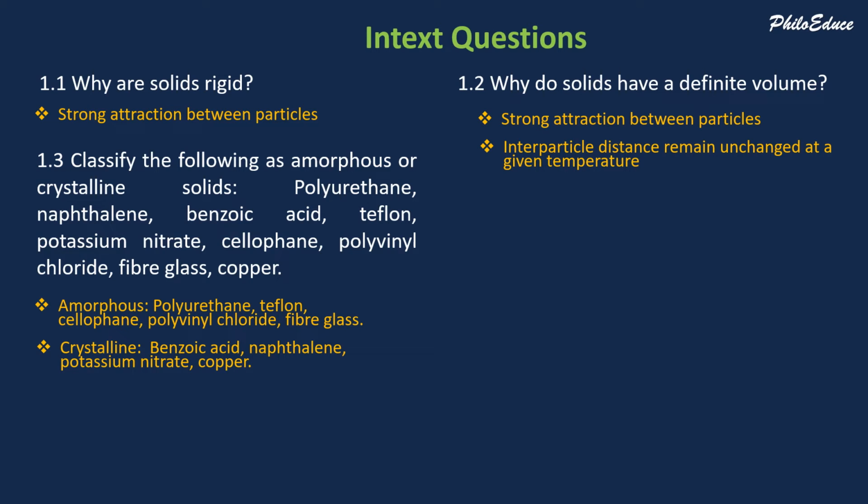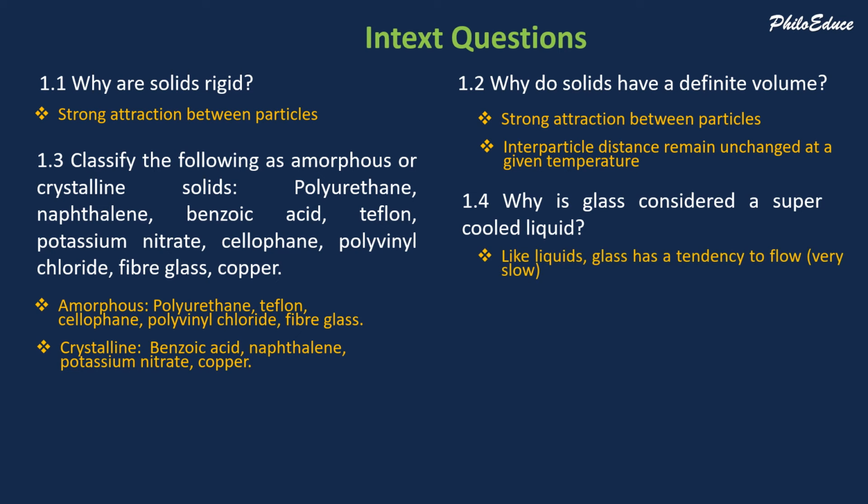Then crystalline solids. Benzoic acid is a molecular crystalline solid. Naphthalene is also a molecular solid. Potassium nitrate is an ionic solid. Copper is a metallic solid. Why is glass considered a supercooled liquid? This question is very important.